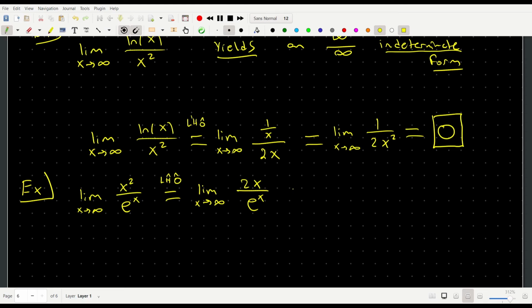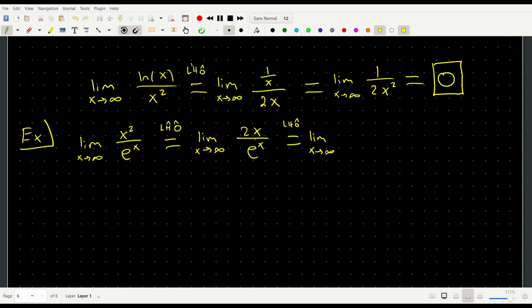x. This is another good example where we're going to need to do another application of L'Hopital's rule, because this 2x over e to the x as x goes to infinity is another infinity over infinity indeterminate form. Right? So we need to do another application of L'Hopital's rule. This gets rid of the 2, because the derivative of 2 times x is just 2, and the derivative of e to the x is just e to the x.